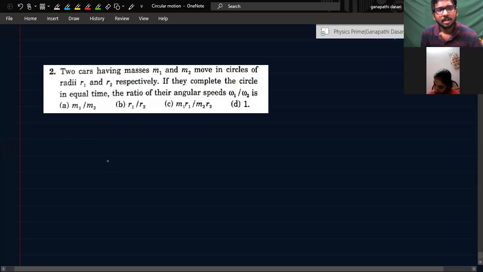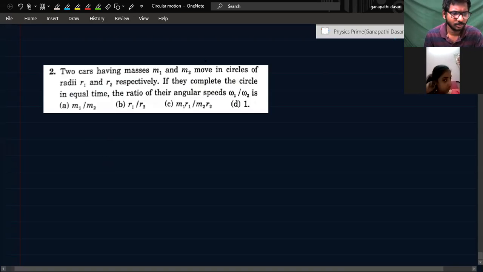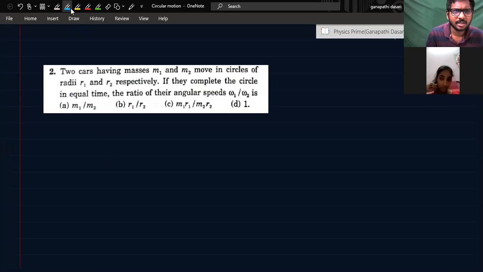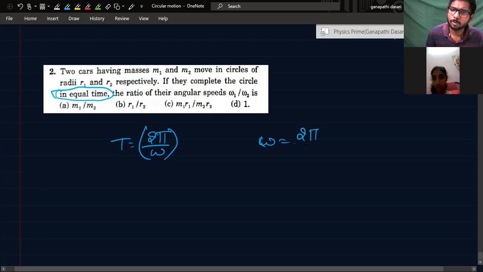So you see this question: two cars having masses m1 and m2 move in circles of radius r1 and r2. If they complete the circle in equal time, the point to be noted here is that time period is equal, and we can take omega is equal to 2 pi by time period. I did it like this, v is equal to r omega. I'll tell you what is the problem.